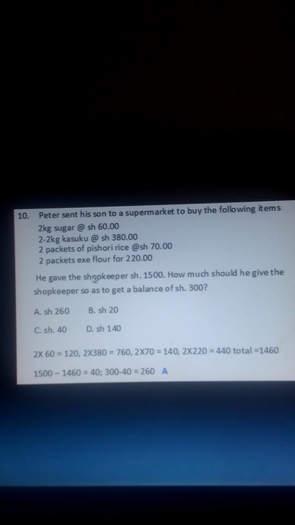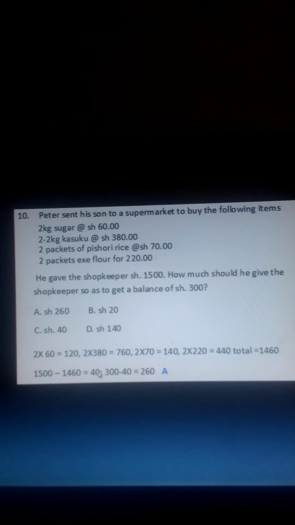Now let's find the total cost of what he purchased. 2 kilograms sugar, so 2 times 60 shillings, you get 120. 2 times 380, you get 760. 2 times 70, you get 140. And 2 times 220, you get 440. The total is 1460. That's how much he spent on those items. Now, if he was to use the money he had, he would be given a change of 40 shillings. 1500 minus 1460, you get 40 shillings.